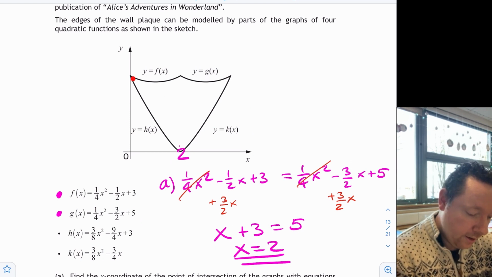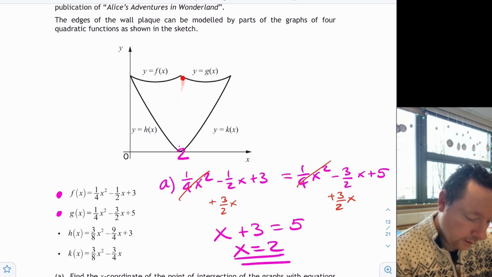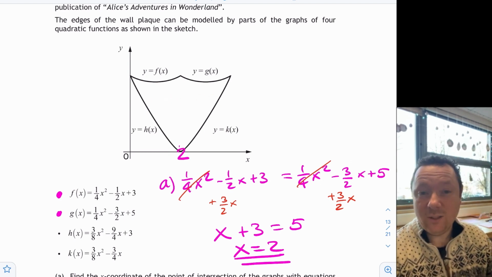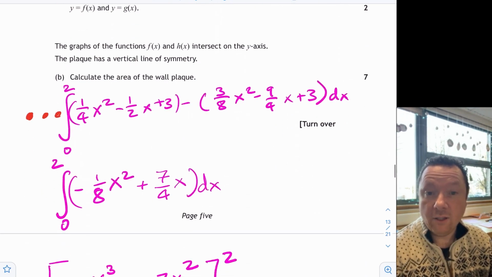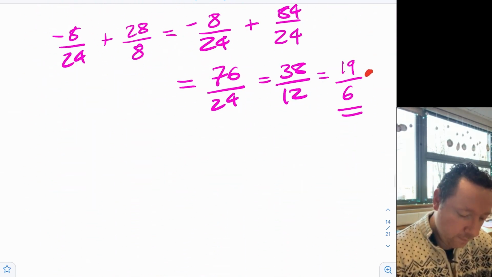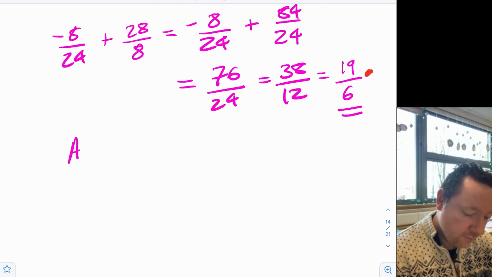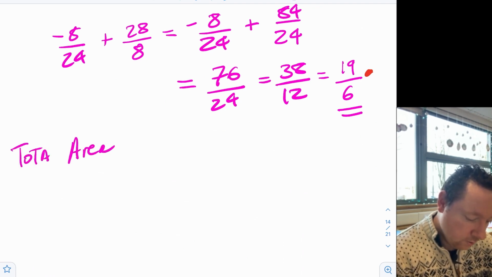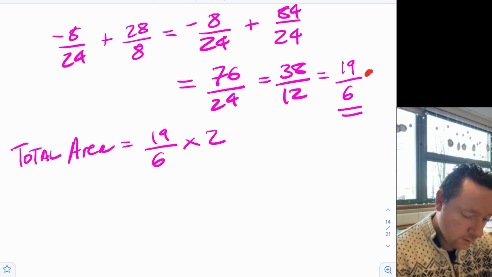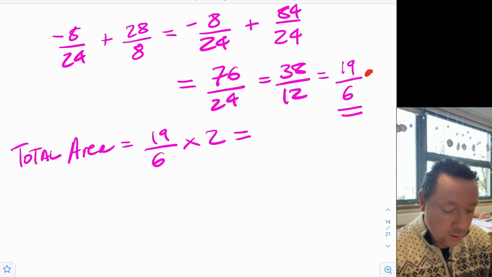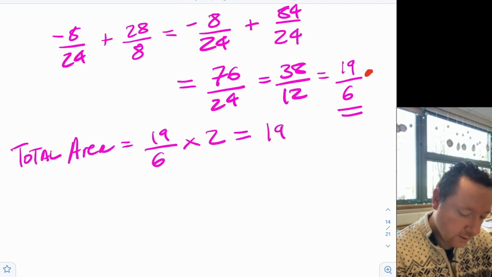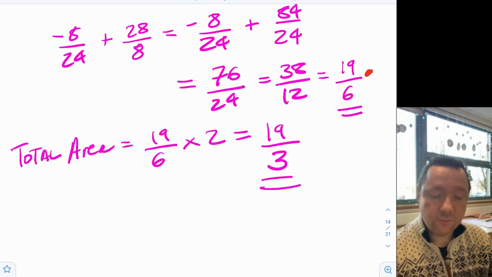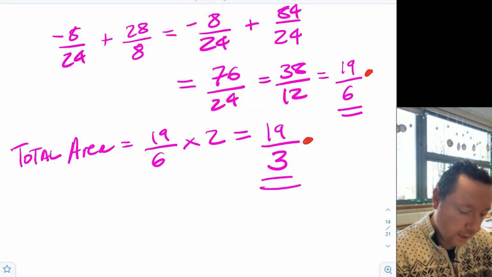Well, we have calculated the area from here to here. So all that bit, if I was to draw a line down here, but you can see it's symmetrical. It even tells you it's symmetrical. So the area of the wall plaque is double the area I just found out. So our final area, just to get our final 7th mark, the total, equals 19 over 6 times 2. 2 times 19 over 6, well, that's the same as 19 over 3. So 19 over 3 is our final answer for our final last mark.